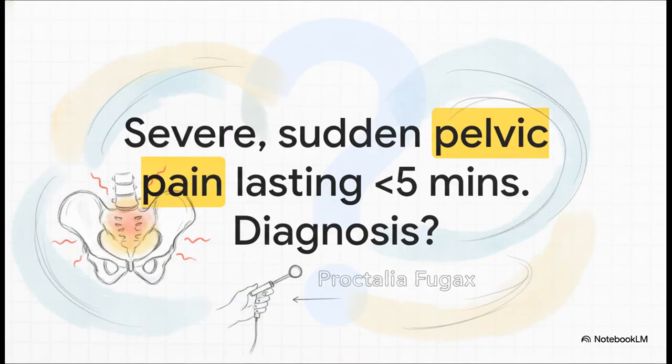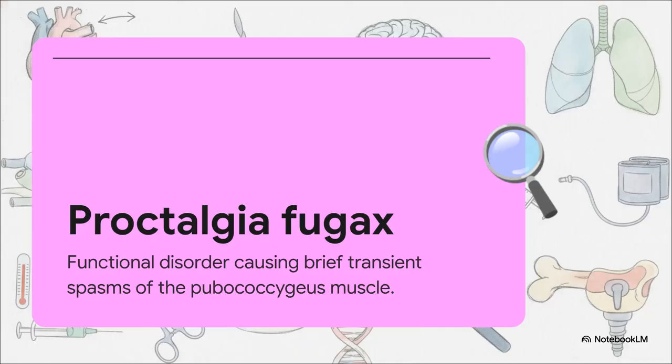Moving right along to the next case, a middle-aged man reports unpredictable, severe anal pain lasting less than 5 minutes. Interestingly, his physical exam is completely normal. Diagnosis? Is it A, proctalgia fugax, B, anal fissure, C, SCC, D, hemorrhoids, or E, prostatitis? The answer is A, proctalgia fugax. So what exactly is that? Proctalgia fugax is a functional disorder caused by transient spasms of the pubococcygeus muscle. The key exam pearl to remember is that the pain resolves completely in under 5 minutes.